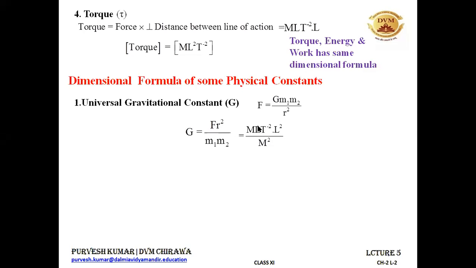Now, just do the math, take this M square to the numerator, then it will become minus 2 and minus 2, and 1 plus 1 is already over there. You can write it like this. All right, that is M minus 1 L3 T minus 2. So in the final expression, you can write the dimensional formula for G, that is the universal gravitational constant, as M minus 1 L3 T minus 2. All right. So this is how we can find the dimensional formula for the universal gravitational constant.